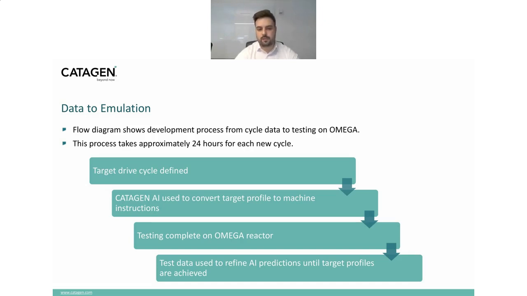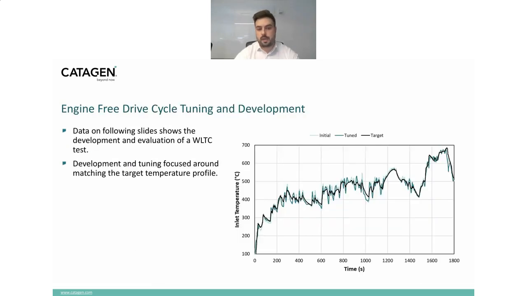So over the next few slides, I will be outlining how we receive data and what the process looks like for converting that into a drive cycle. So really, this is effectively an engine-free drive cycle, and the tuning and development process of that really focuses around matching our target temperature profile.